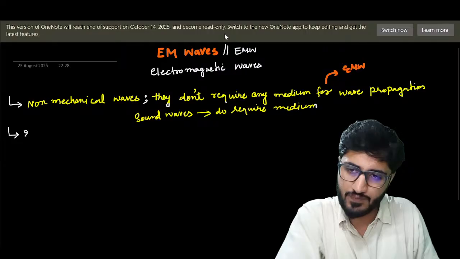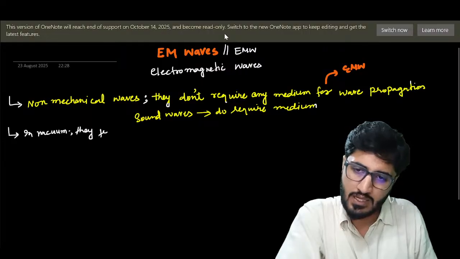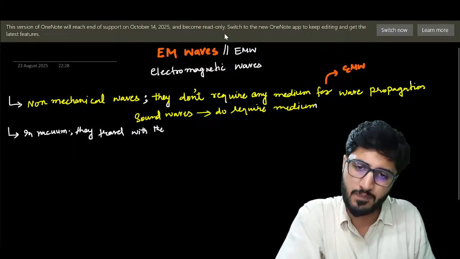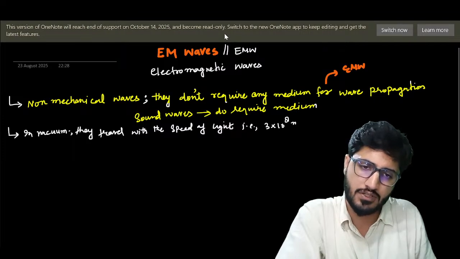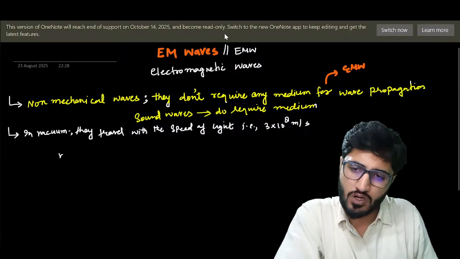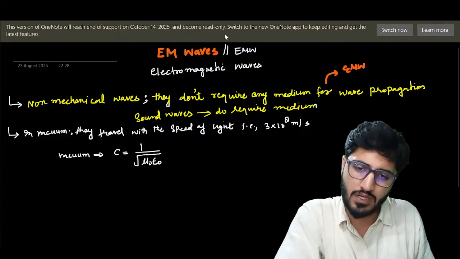Second property: in vacuum, they travel with the speed of light, that is 3 × 10^8 meters per second. If we talk about vacuum, the equation is c equals 1 divided by the square root of epsilon naught mu naught.